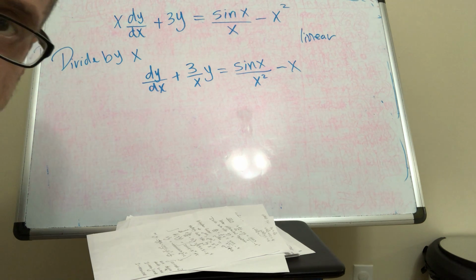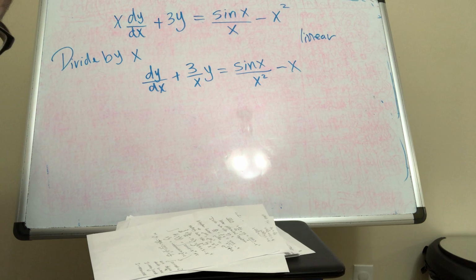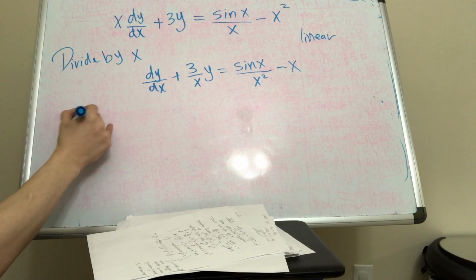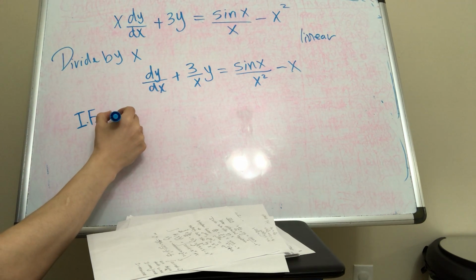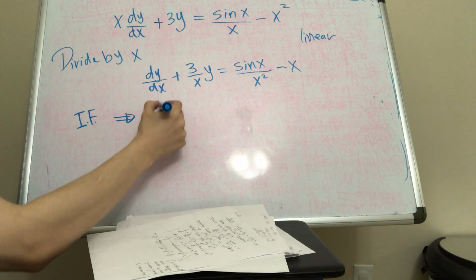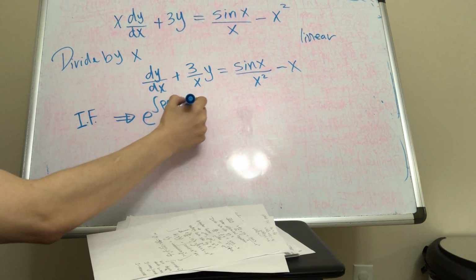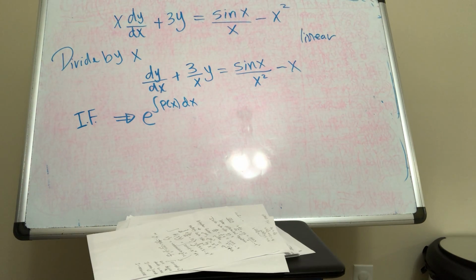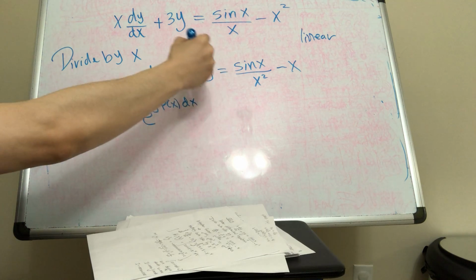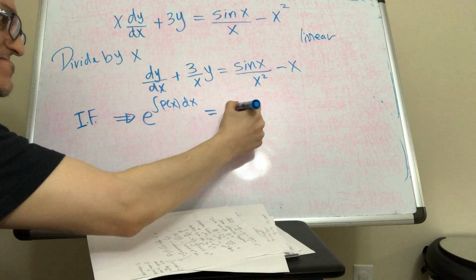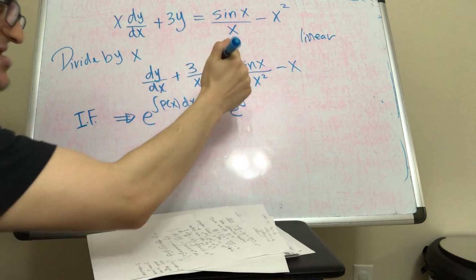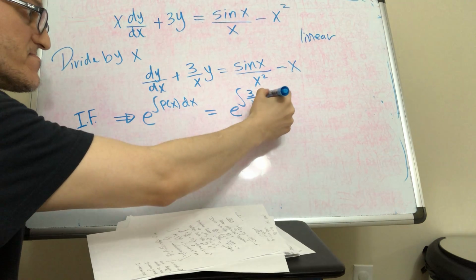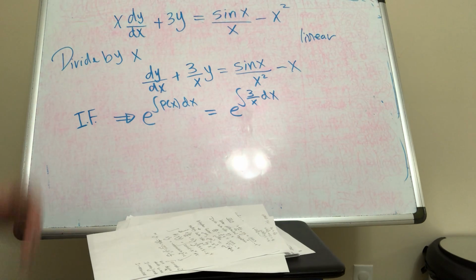Now, once you have it in this form, there is something called the integration factor, the IF. The integration factor is e to the integral of P(x), where P(x) is whatever you have in front of the y after you isolate the dy over dx. So 3 over x, that's your P(x). Now you integrate.